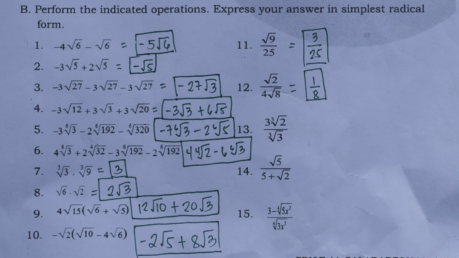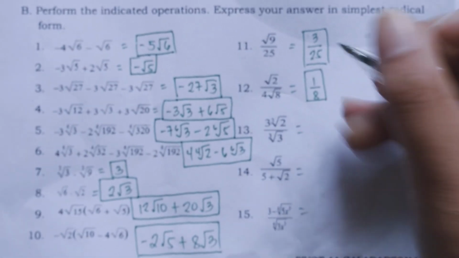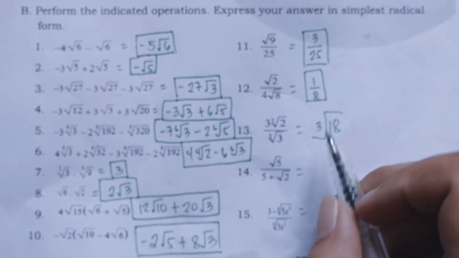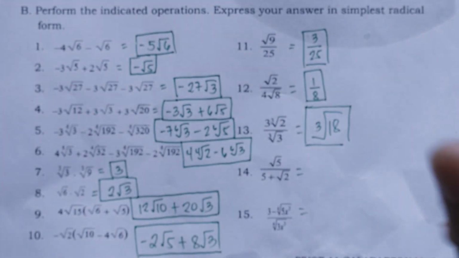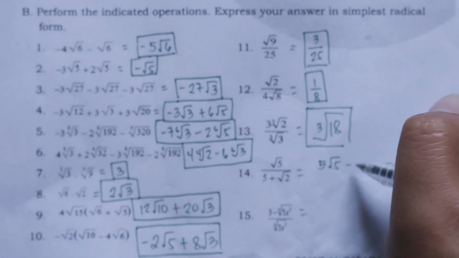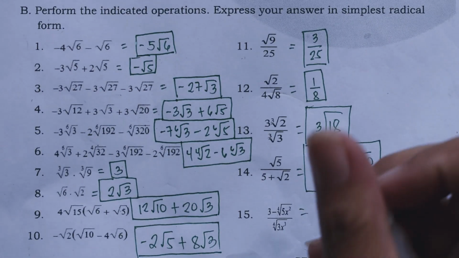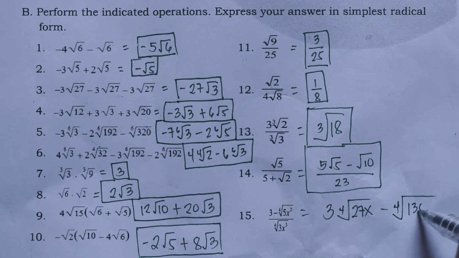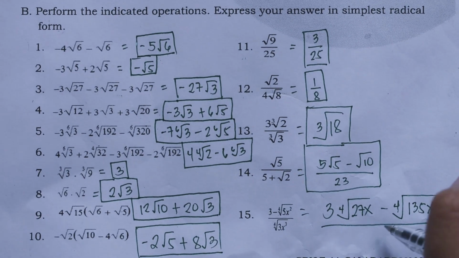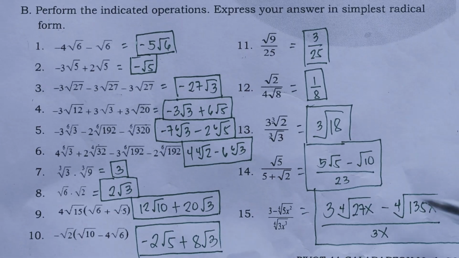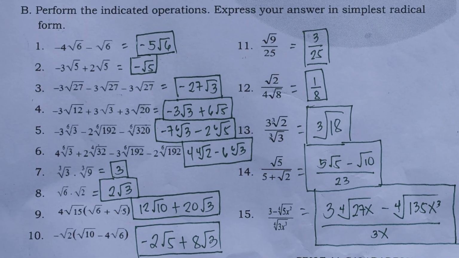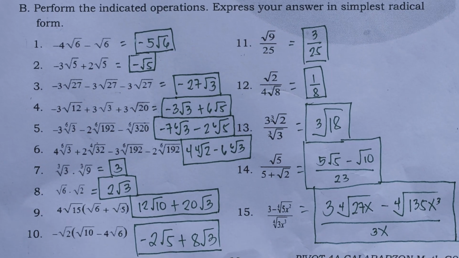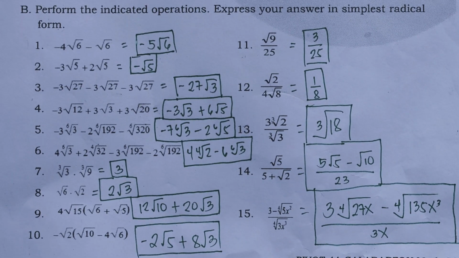Ayan. So yung number 13 natin guys. Yung nakuha nating final answer. Sa number 13 we have cube root of 18. Cube root yun ha. Nakasampa sa radical symbol. Sa number 14 we have 5 square root of 5 minus square root of 10 all over 23. And yung last number natin, number 15, yung nakuha nating final answer, we have 3 fourth root of 27x minus fourth root of 135x cubed all over 3x. So, napakahaba. Pero since wala na nga masisimplify dyan, yan na po ang final answer natin sa number 15. So, ayan, we're done with learning task number 2 sa ating week 7 sa inyong module.